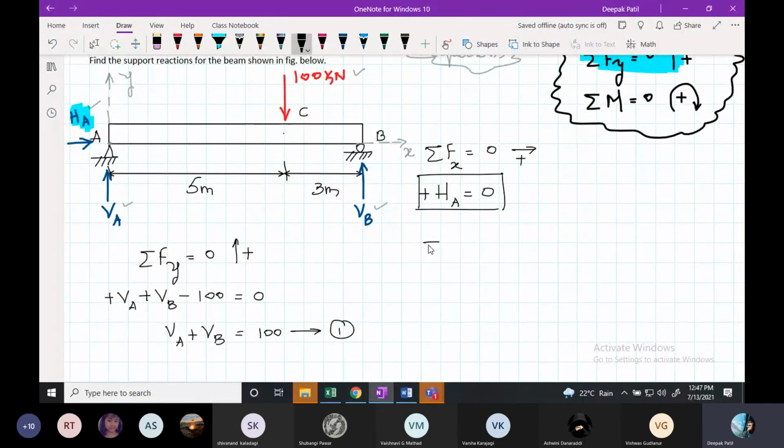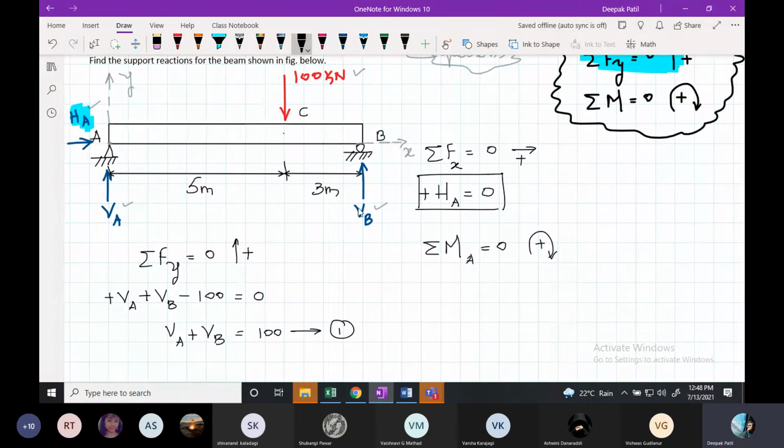You can take any one, it's your choice. What I'm going to do is take moment at A equal to 0. And the sign convention is all the clockwise moments should be considered as positive. That means I'm going to take the moment of all these forces at A and equate them to 0. Right? So let us start.